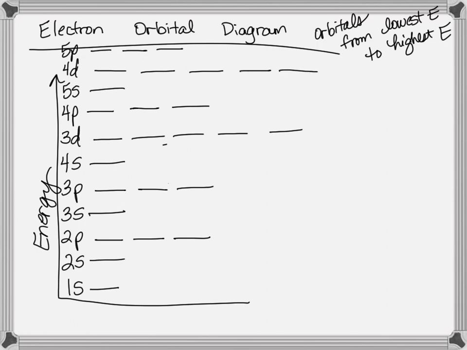Okay, so that's your electron orbital diagram. This is what an electron orbital diagram for most of the elements looks like. As a side note, I'm going to write this up here and then I'm going to erase it.